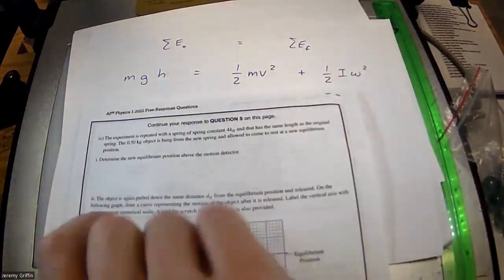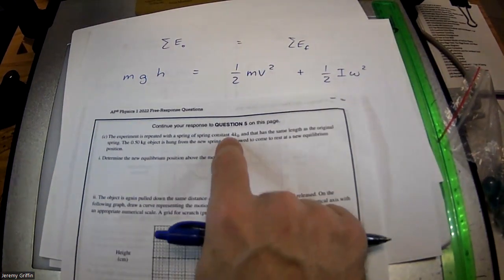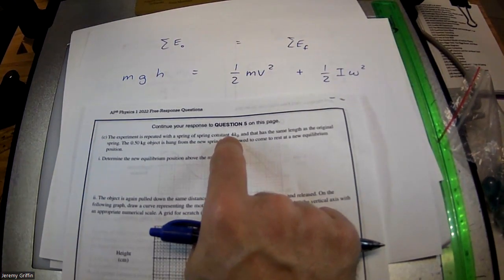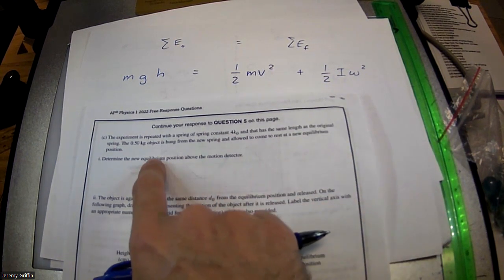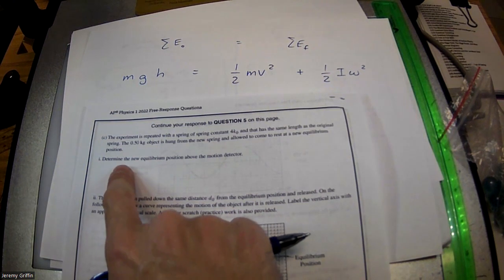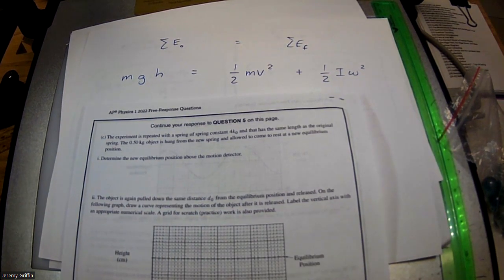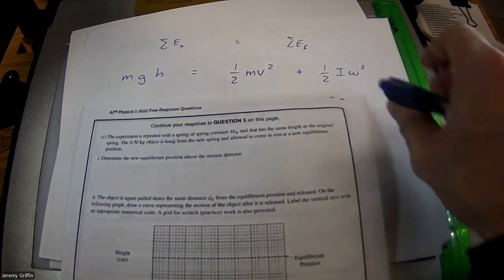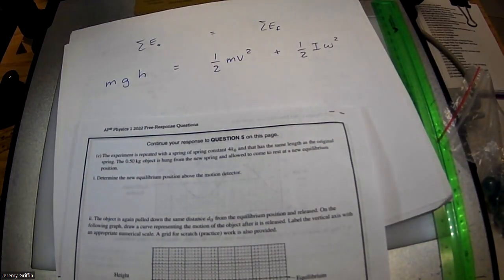Okay. All right. Experiment repeated with 4 times the spring constant. See how they quadrupled the spring constant? And I think everything else is the same. Determine the new equilibrium position above the motion detector. All right, where's my work on this? Hold on. There we go. Here we go.